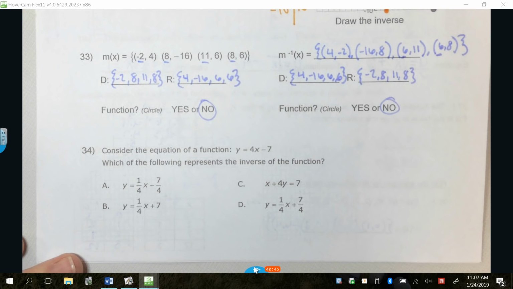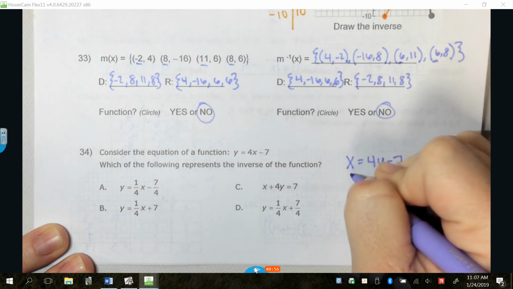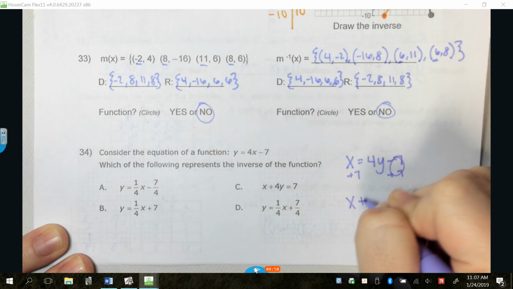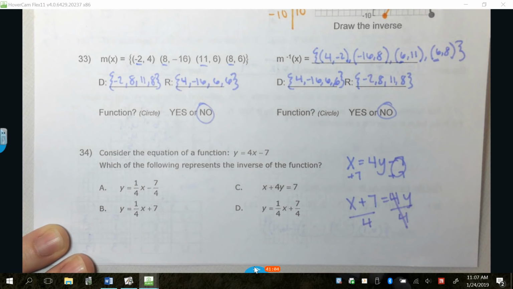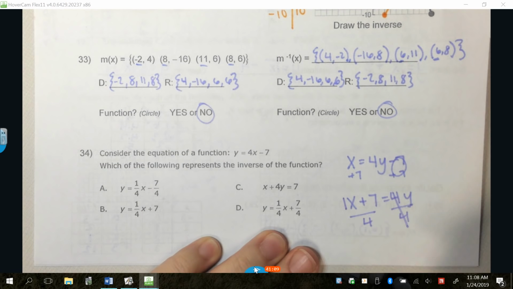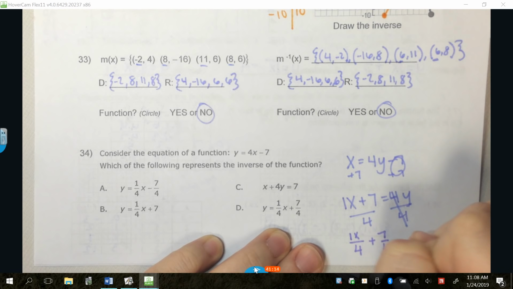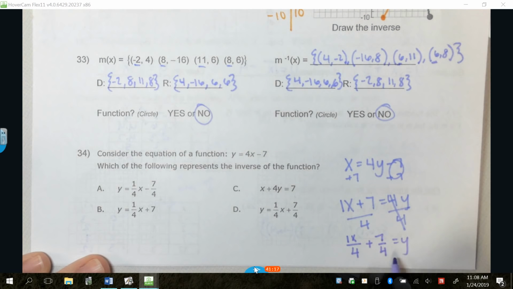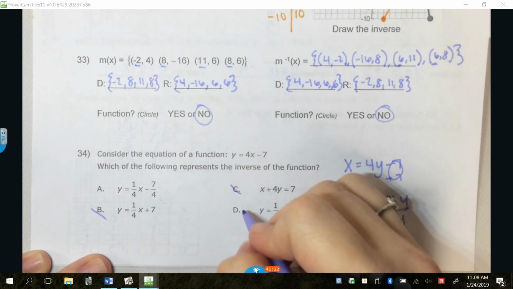Last but not least, consider the equation of a function y equals 4x minus 7. Which of the following represents the inverse of the function? So I'm going to switch my x and my y. Add 7 to both sides. x plus 7 equals 4y. Divide both sides by 4. Now, that doesn't simplify, so I can leave it. But none of them look exactly like that. So again, I can separate 1x over 4 plus 7 over 4 and see which one matches. So I know they both should be over 4, and this doesn't have that, and that doesn't have that. And I should be adding, so D has to be my answer.